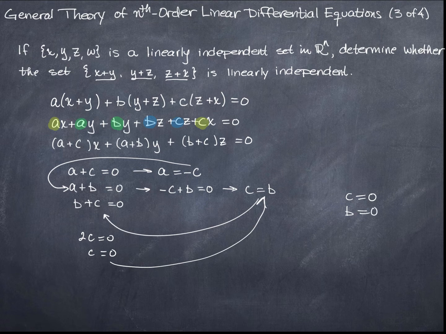And if b is equal to 0, where am I? If c is equal to 0, then so is a. So I get a equals 0. So in this form, we have that all three of these are equal to 0, which implies that the original coefficients here were equal to 0, which means that these three things, x plus y, y plus z, and z plus x, are linearly independent.